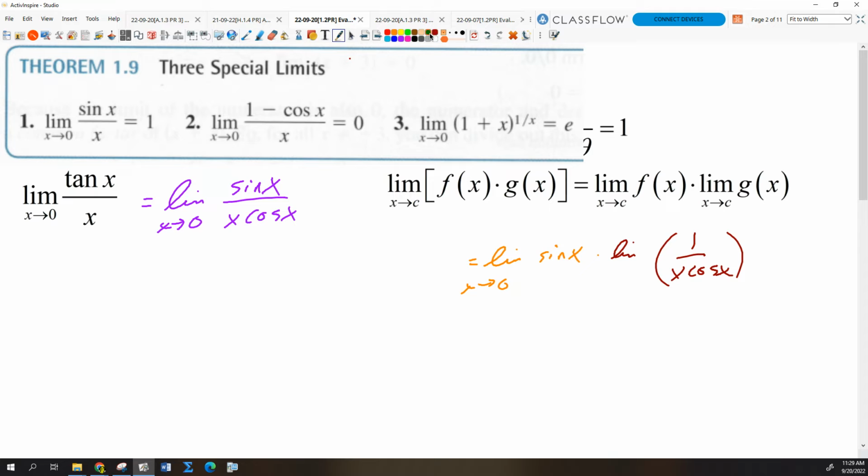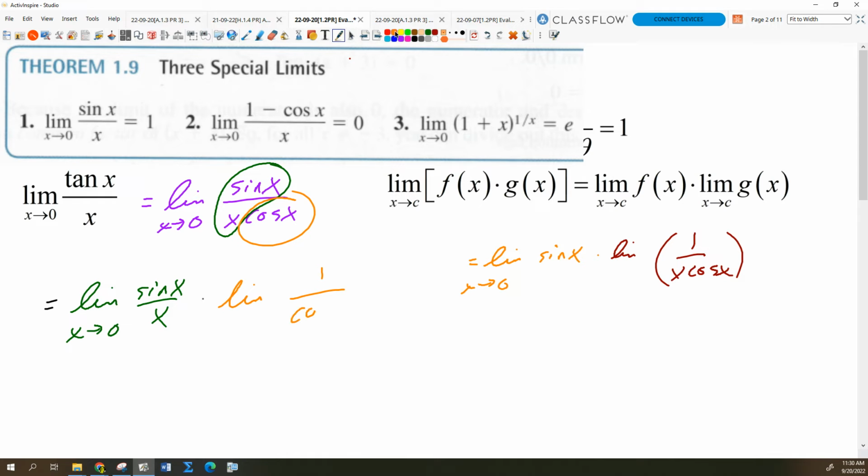So we could extract that as one function, and we'll look at this as the product of sine x over x and whatever else is being multiplied by that, which would just be 1 over cosine x, right? So we've got these two parts. We could rewrite this limit as the limit of sine x over x as x approaches 0 times the limit of 1 over cosine x as x approaches 0.